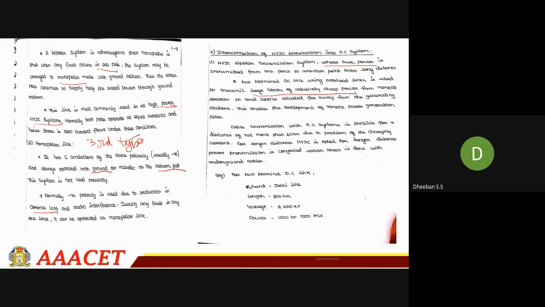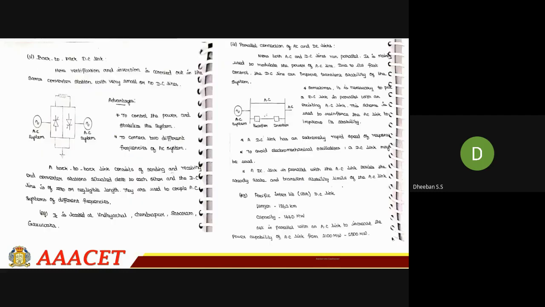So the cable transmission with the HVAC system is possible for distance not more than 40 kilometers. So this is the main limitation coming to your HVAC. But in case of your HVDC, it can transmit above 40 kilometers using cables. So here for longer distance, the HVDC is used. So this is an example of your two-terminal DC link HVDC line. So here the voltage is rated around 400 kV.